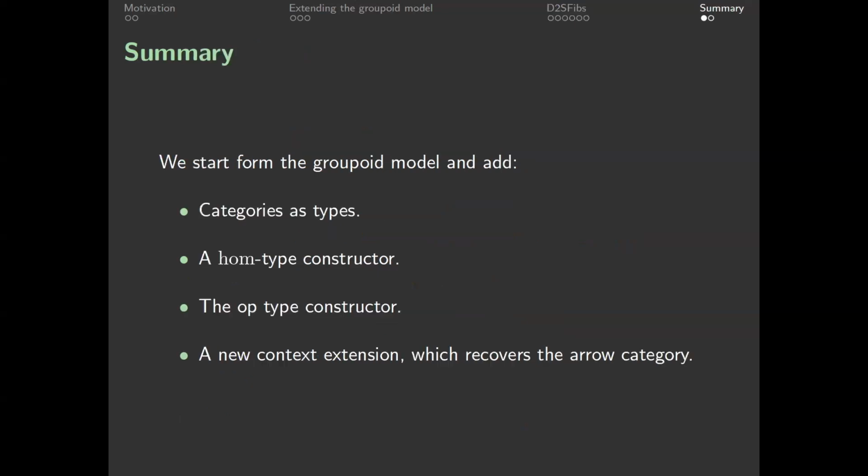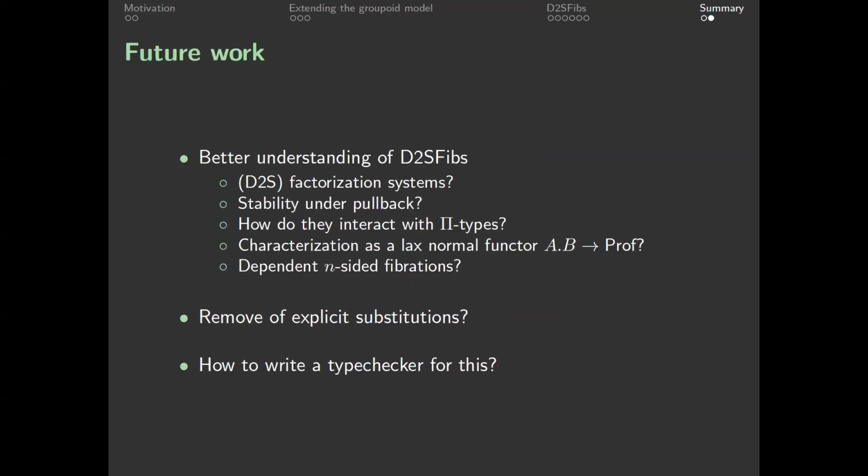So in summary, we start from the groupoid model and add categories as types, a hom type constructor, and an op type constructor. And the main contribution right now is the new context extension, which recovers the arrow category, which lets us get this nice elimination principle and introduction rule. So this is all work in progress. There are a lot of things that I would like to know, and if any of you have any suggestions, I would be very happy to hear them. Also, any comment in general.